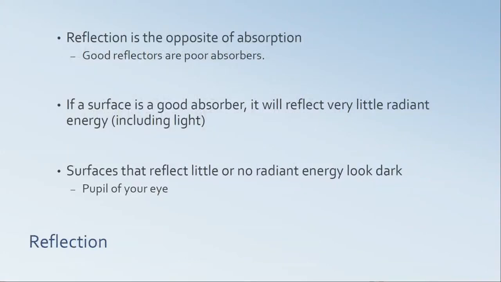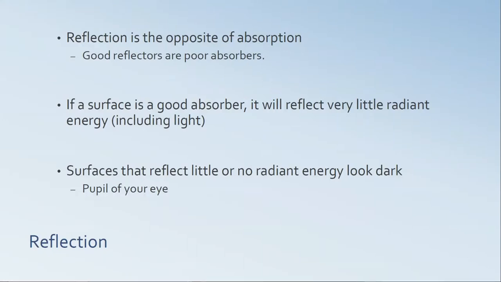The opposite of absorption is reflection, and objects that are good reflectors are usually very poor absorbers. If an object is a good absorber, it will reflect very little radiant energy, including light, back, which is why I said before that objects we perceive as dark are good absorbers because they absorb so much light that very little is reflected back to our eyes. Objects that are poor absorbers reflect a lot of energy, including light, and we perceive those as lighter colors. So an object that reflects little or no radiant energy will look pretty dark.